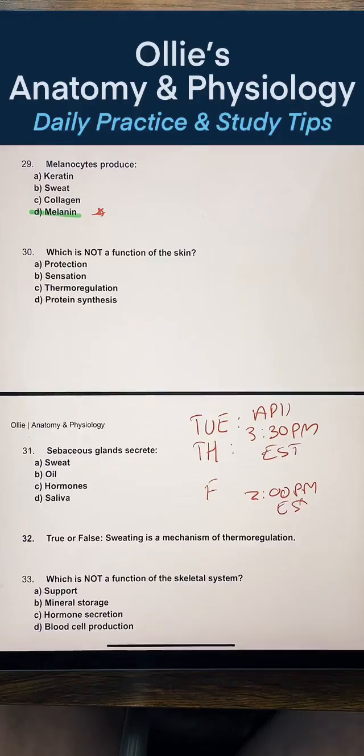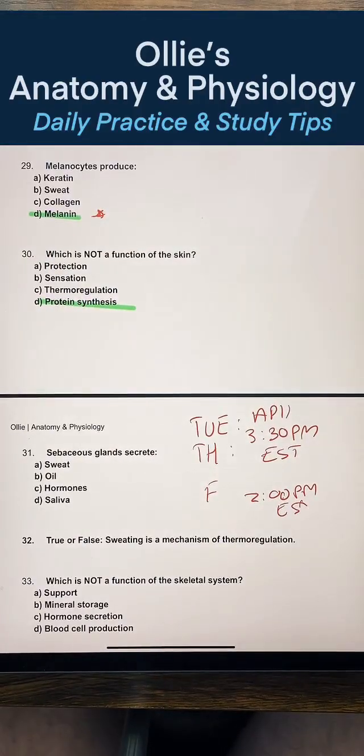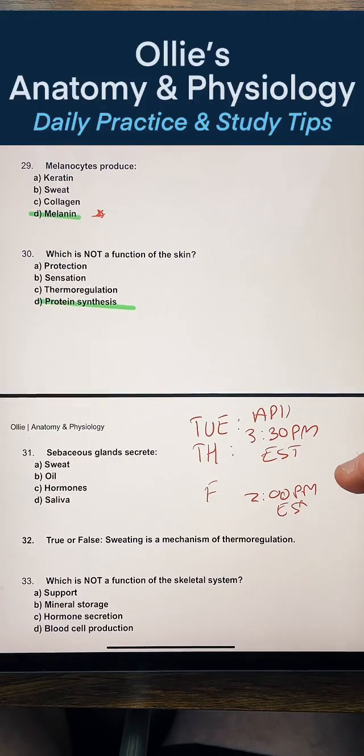Number 30, what is not a function? The answer is D. It does not have a function of protein synthesis. The functions of the skin include protection, sensation, and thermoregulation via sweating.